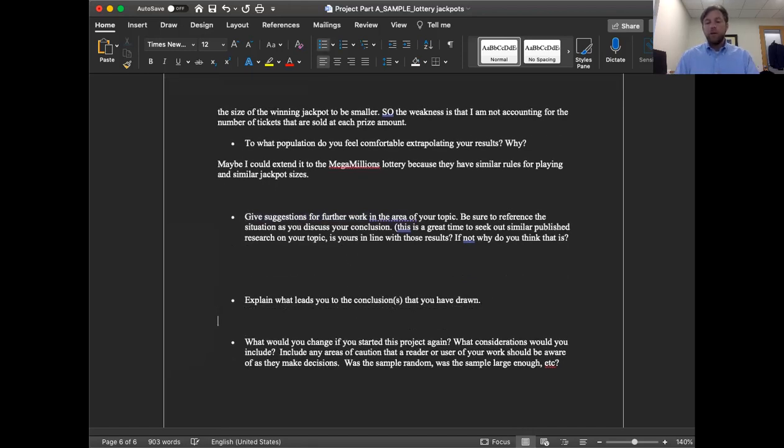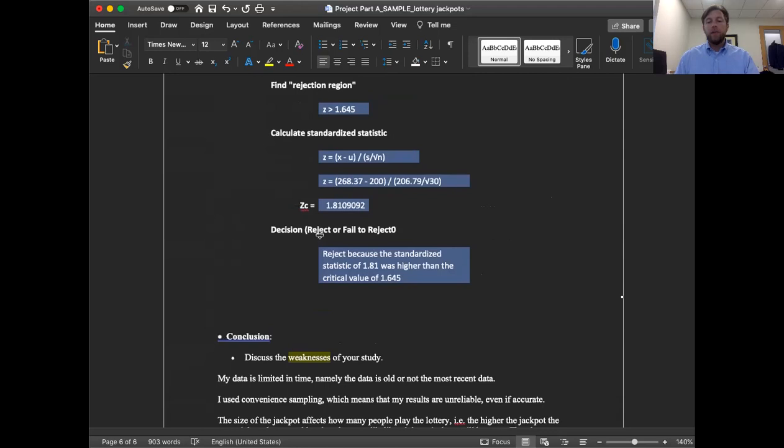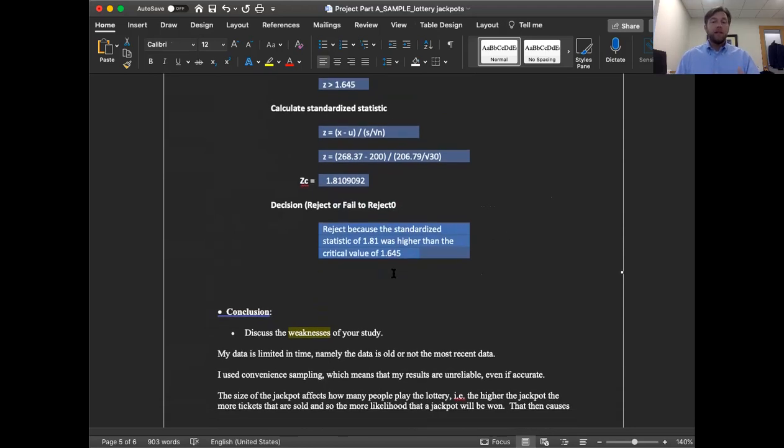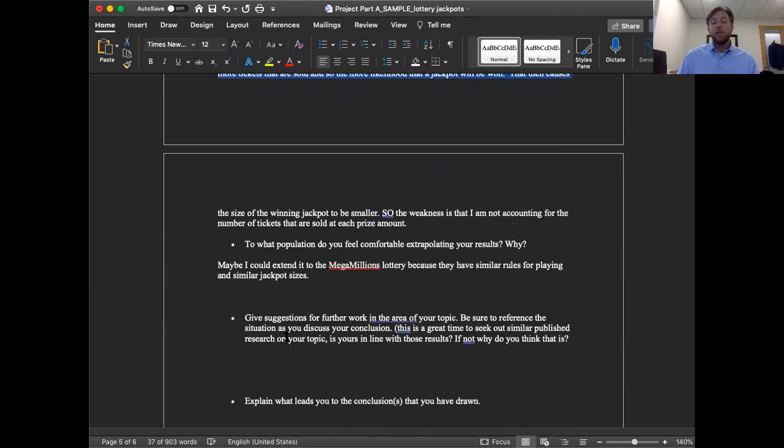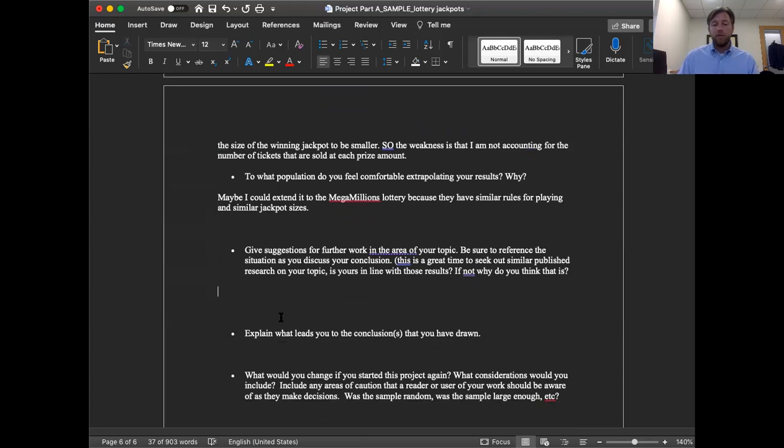Explain what leads you to the conclusions you have drawn. This is really sort of a reflection on your data. For example, I failed to reject here. I'm sorry, I rejected. And so what are the conclusions that I've drawn? Basically, that I don't have enough, the jackpot sizes never really get to a point above 200 million. Most of the jackpot sizes are probably less than 200 million. And so the thing that could be affecting that is the number of people that play, or the number of tickets that are sold, things of that nature. So it's just sort of rehashing the explanation, if you will.